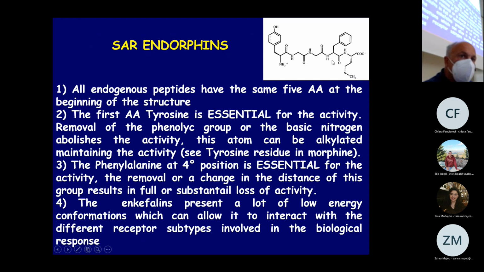You can see that these peptides are formed by a long chain with a lot of conformations, and so we don't know the active conformations of these compounds towards the different opioid receptors. So it is not possible to design an agonist of this type of compounds.